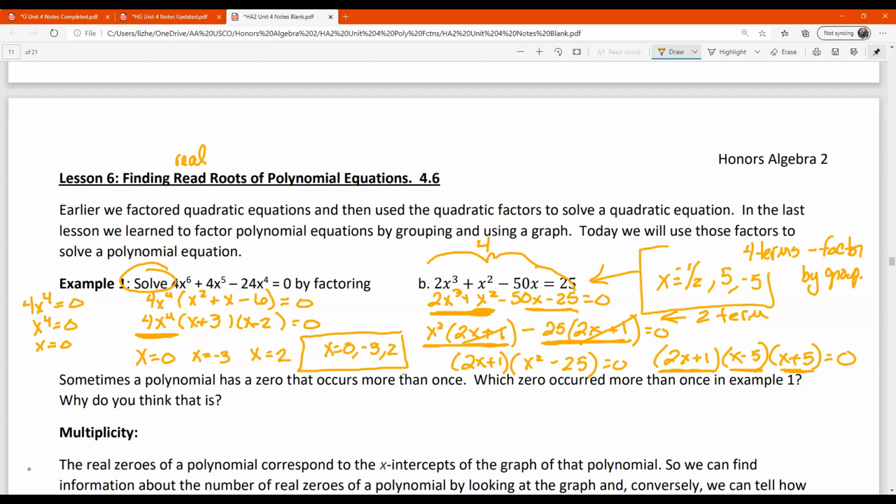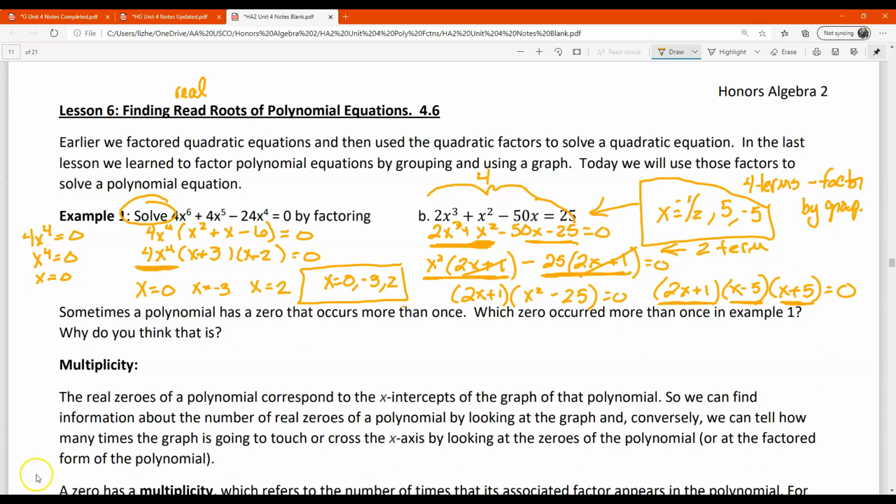So there's my solution to my polynomial. Sometimes a polynomial has a zero that occurs more than once, and we kind of mentioned this in the last lesson. Which zero occurred more than once in example 1? If you look at that, this zero, x equals -3, that's degree 1. This x equals 2, that occurred once.